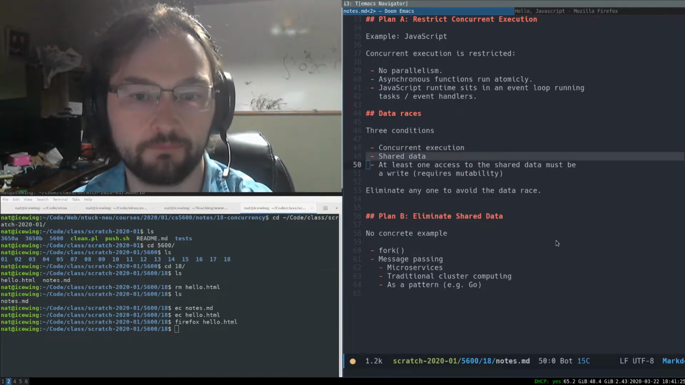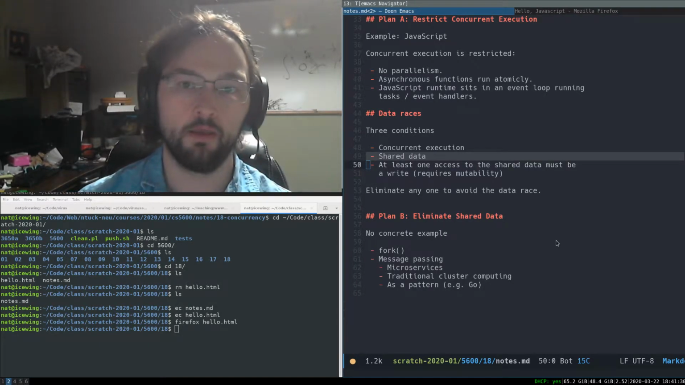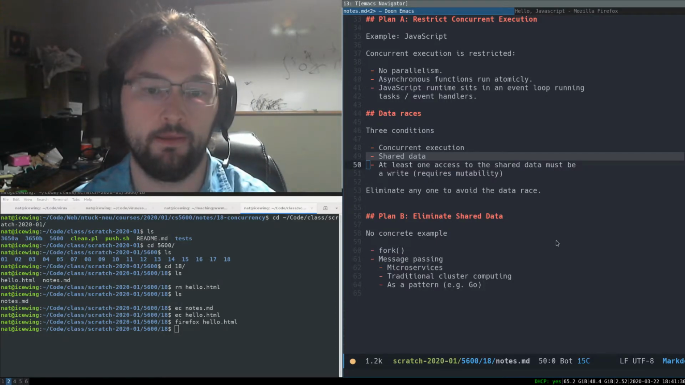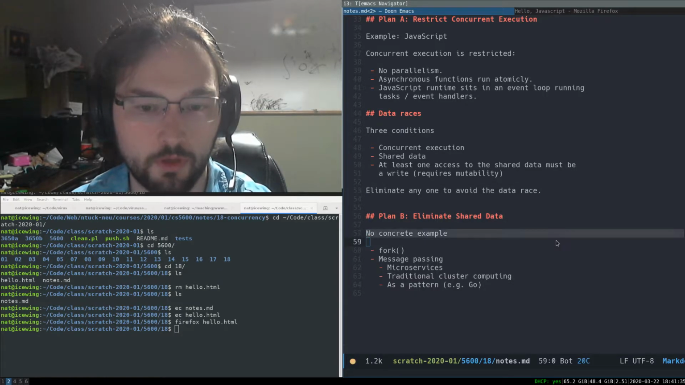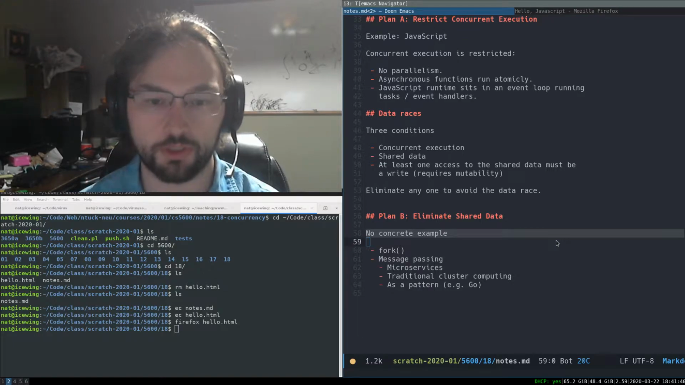That was Plan A. Then Plan B is going to be to eliminate the second condition for a data race, and that is having shared data. Now, I don't have any concrete example with code of eliminating shared data, but this is something that comes up and it's a potential solution to the problem.